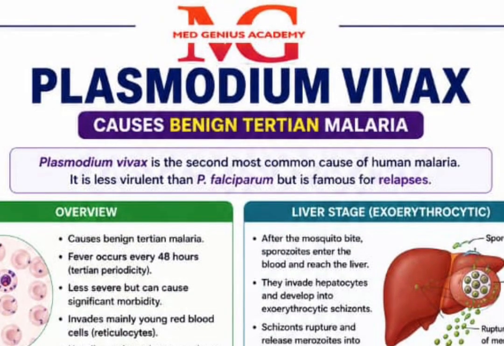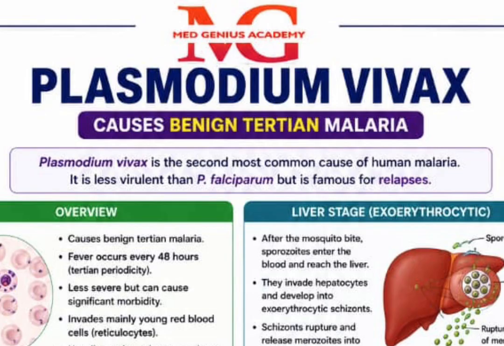So next we'll be talking about Plasmodium vivax. So what's Plasmodium vivax here? I get it. Before you come here, you will have watched my video on Plasmodium falciparum. But Plasmodium vivax is the second most common cause of human malaria after falciparum. Are you getting me now? It is less virulent. Always remember, it is less virulent than Plasmodium falciparum, but famous for what?